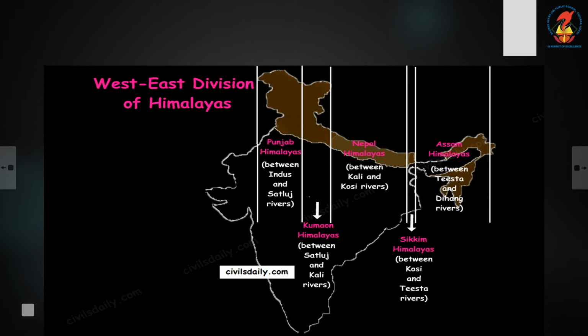The Punjab Himalayas lie between Indus and Sutlej. The next one is the Kumaon Himalayas, which lie between the Sutlej River and the Kali River. Then we have the Nepal Himalayas, which lie between Kali and Tista, Kali and Koshi River. Then you have the Assam Himalayas, which lie between Tista and Dihang. Then you have the last one, the Purvanchal, just on the other side, beyond the Dihang Gorge.